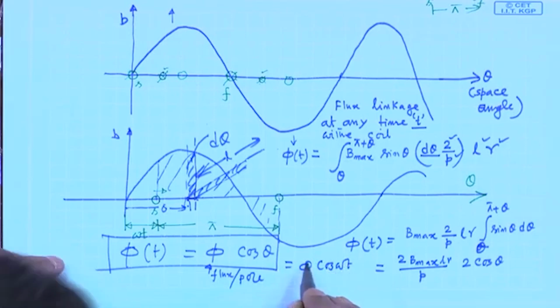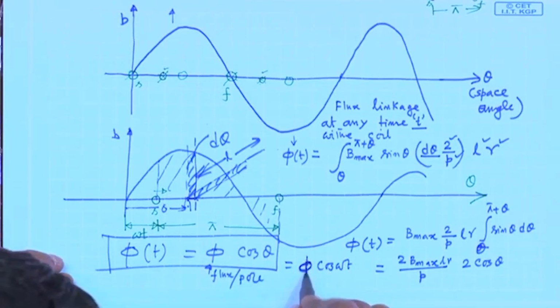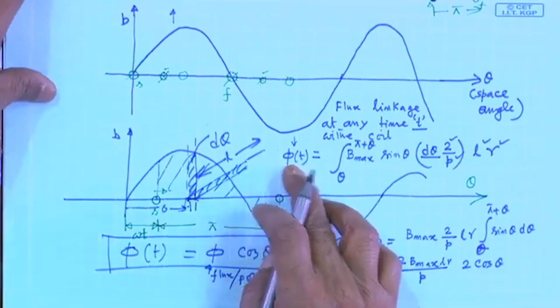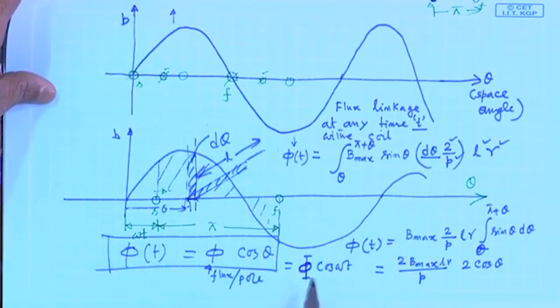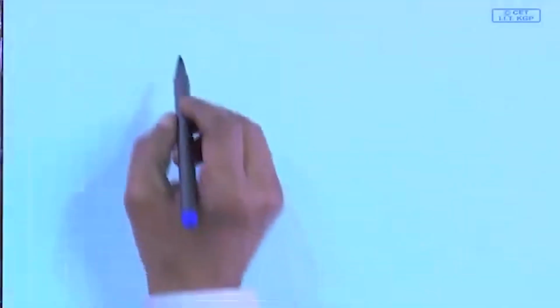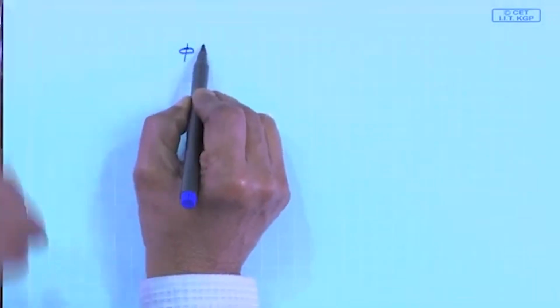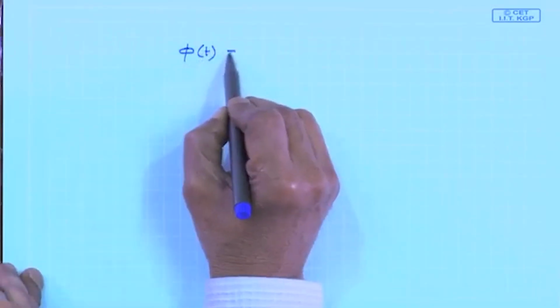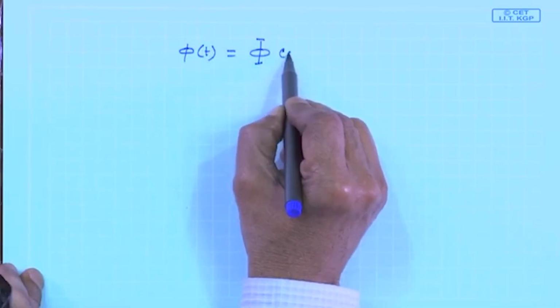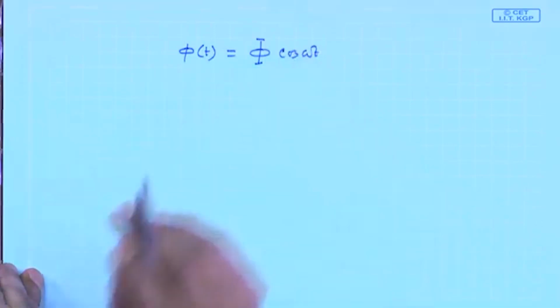What is this phi? Phi is the flux per pole. I should write a capital phi like this, so that it is phi, not phi max as in a transformer. Therefore, the flux linkage at a given time is becoming this phi cos omega t.